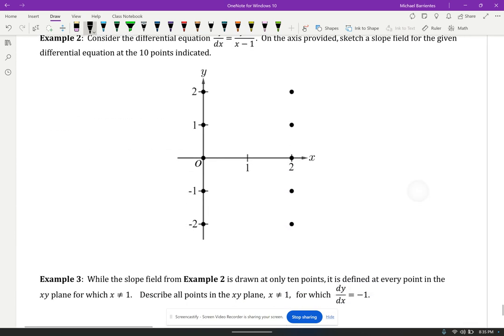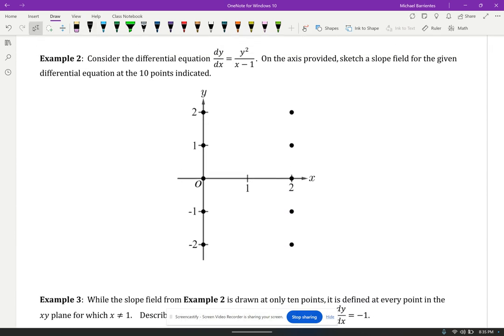All right, this next one. Consider the differential equation dy over dx equals y squared over x minus 1. On the axis provided, sketch a slope field for the given differential equation at the 10 points indicated. Oh, that's a lot of points. So I'm going to make a table over here for the ones on the right, and I'll make a table on the left for the other column of points on the y-axis.